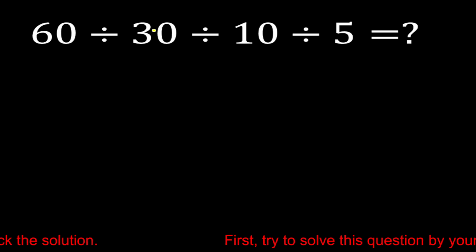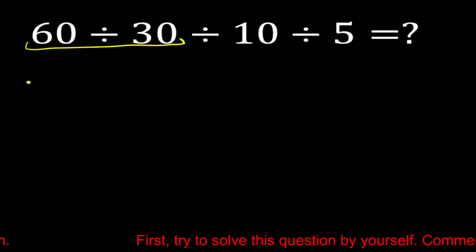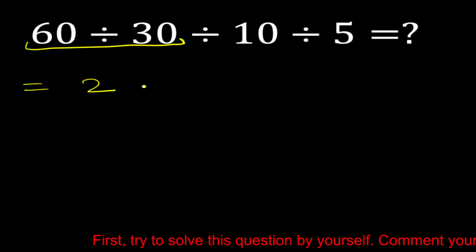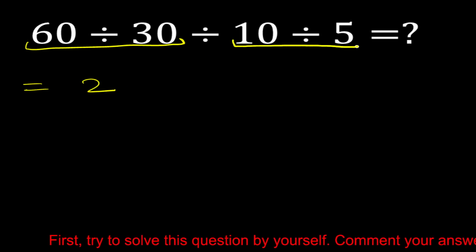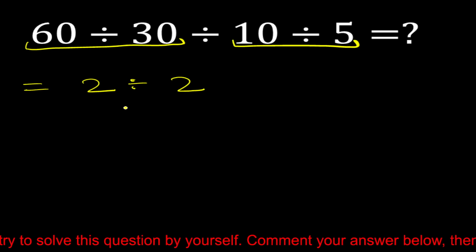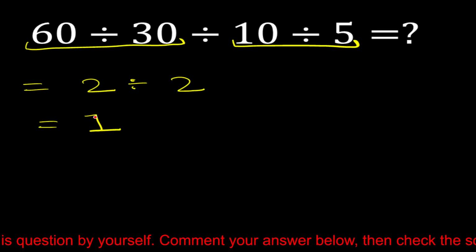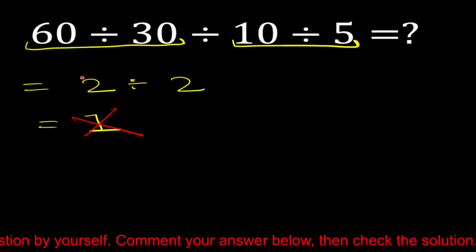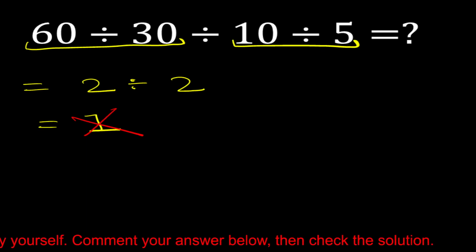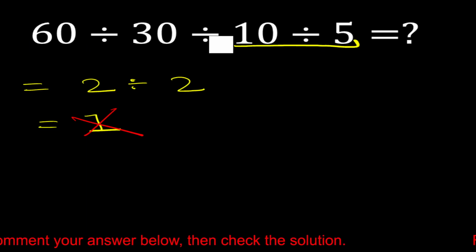So, most people solve this question like 60 divided by 30 is equal to 2. Then again 10 divided by 5 is equal to 2. Now 2 divided by 2 is equal to 1. But this answer is not correct. This answer is completely wrong. Okay. Now let's solve this problem correctly by using a PEMDAS rule.